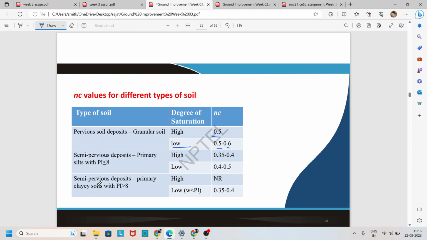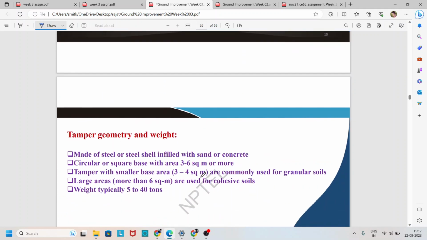Similarly, for semi-pervious deposit, clay soil, when the plasticity index is greater than 8 and the degree of saturation is high, it is not recommended, because it is clay soil with a high degree of saturation. So it is impossible to apply deep dynamic compaction. The value is not recommended, or the test is not recommended. But in case of low degree of saturation, when the water content is greater than the plasticity index, the range is from 0.35 to 0.4.